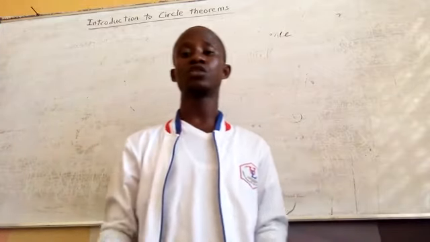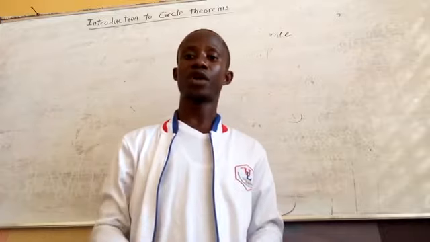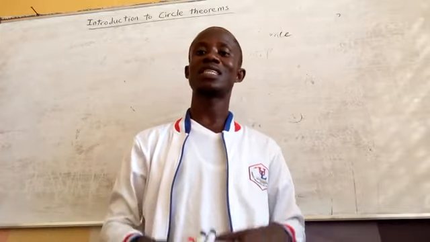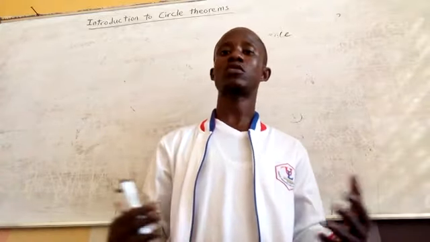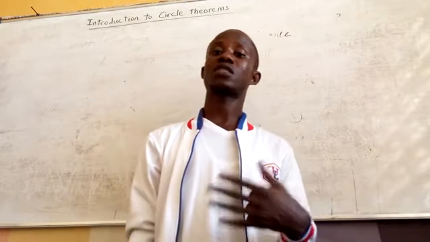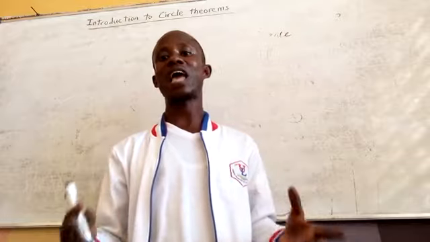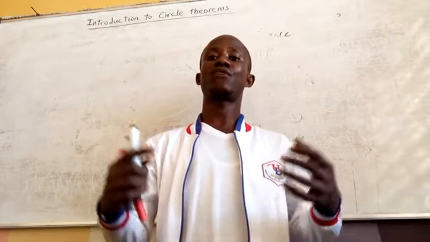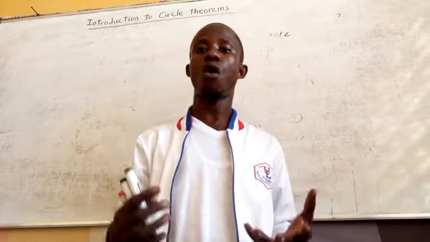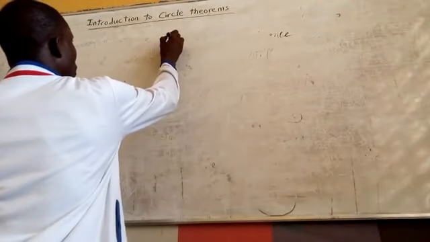Before we begin to elaborate on the 7 circle theorems, do you actually know what a circle is? A circle refers to the set of all points that are of equal distance from a fixed or given point called the center. Let's consider this to be a circle.